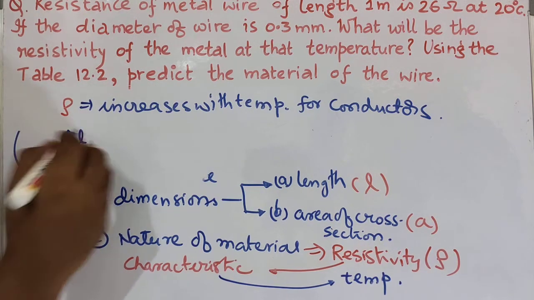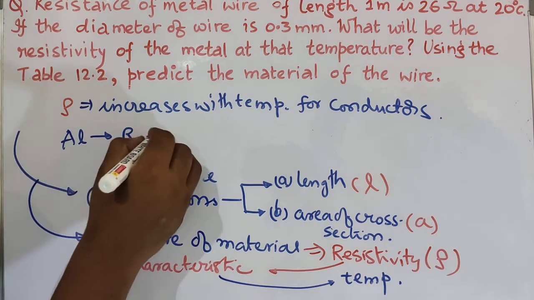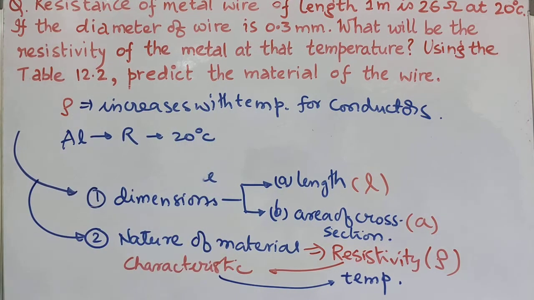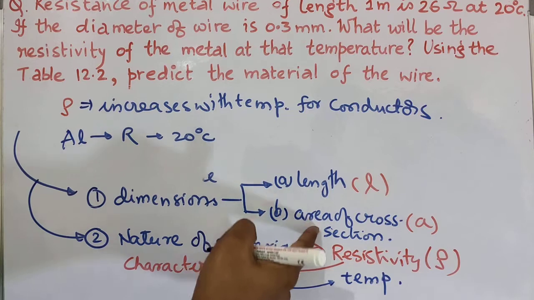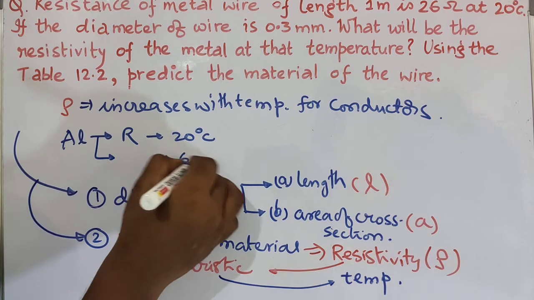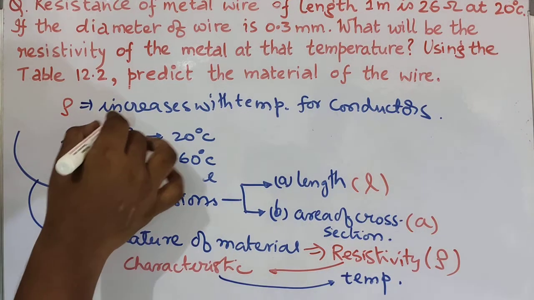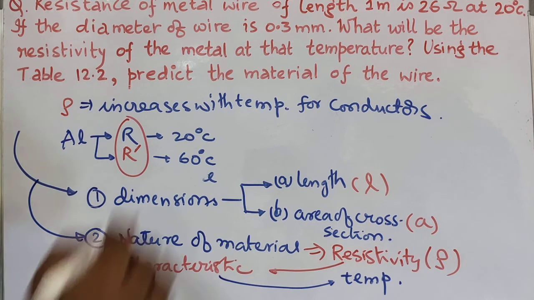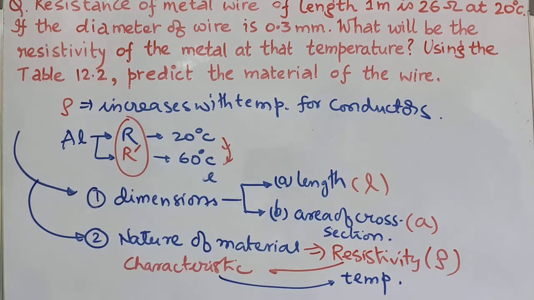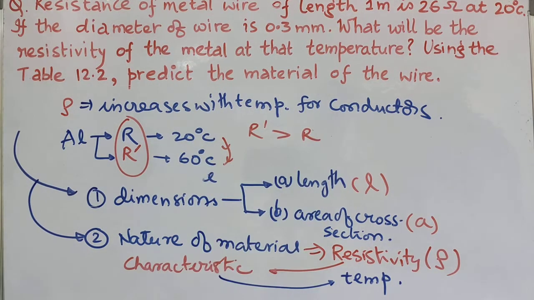Suppose I can give one example. If I take one metal like aluminum, and measure some resistance R at 20 degrees Celsius, for the same material, same length, same dimensions, same area of cross section, and if I measure the same thing at, suppose, 60 degrees Celsius, now I'll not get this R, I'll get slightly more resistance. R and R dash are not equal, as the temperature is not equal. Obviously R dash is going to be more than R. So the resistivity increases with the temperature for conductors.